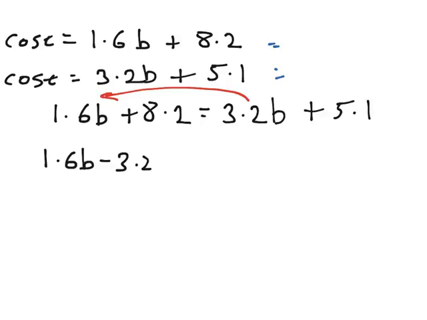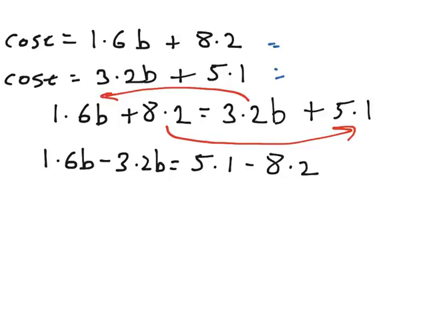minus 3.2b. I know it's not pretty, but stick with us. And this one here, 8.2, comes over here and goes negative. So we get 5.1 minus 8.2. So 1.6 minus 3.2 gives us negative 1.6b. And 5.1 minus 8.2 gives us negative 3.1.